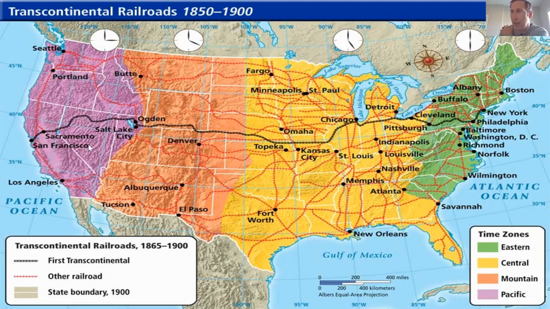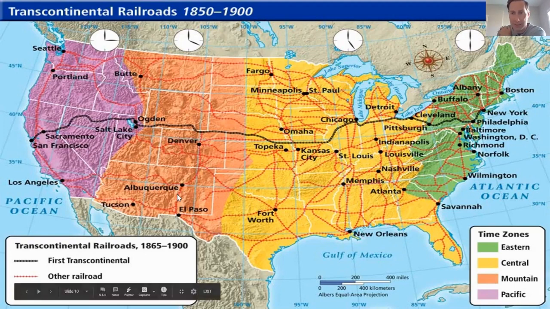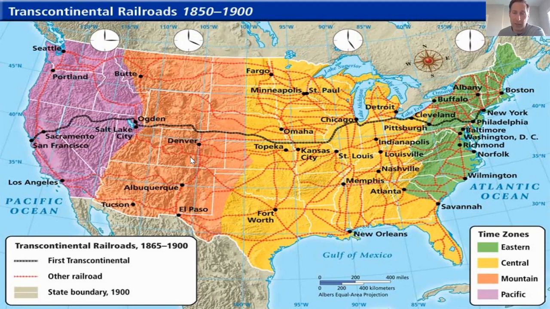the mining frontier to search for gold, the farming frontier, as well as the cattle frontier. Ranching becomes a big deal in the Southwest. These railroads are going to be essential to farmers, because farmers are going to rely on them to get their product to the places where there are more people.